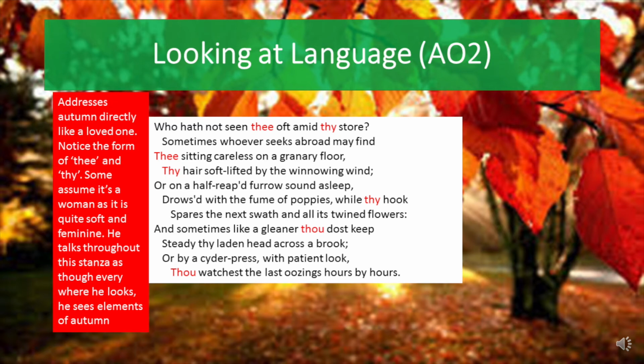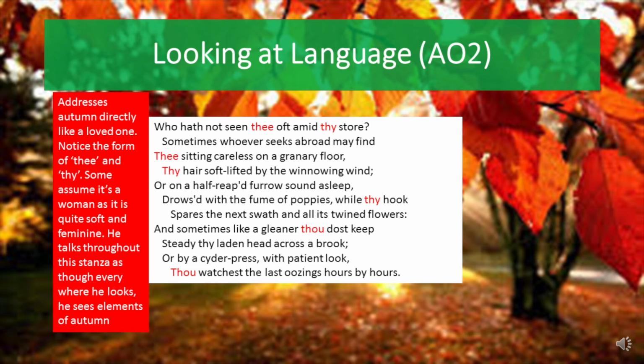Some people assume it's a woman, that he's almost likening autumn to a woman, as it's quite soft and feminine, but we are stereotyping here. It doesn't really matter. You read this from a modern point of view. It wouldn't really matter who it was addressing, whether it was male, female, anything. So he talks throughout the stanza as though everywhere he looks, he sees elements of autumn. So you can see as it goes through, he's saying, "thee sitting careless on a granary floor, thy hair soft lifted," and right at the last line, "thou watchest the last oozings hours by hours."